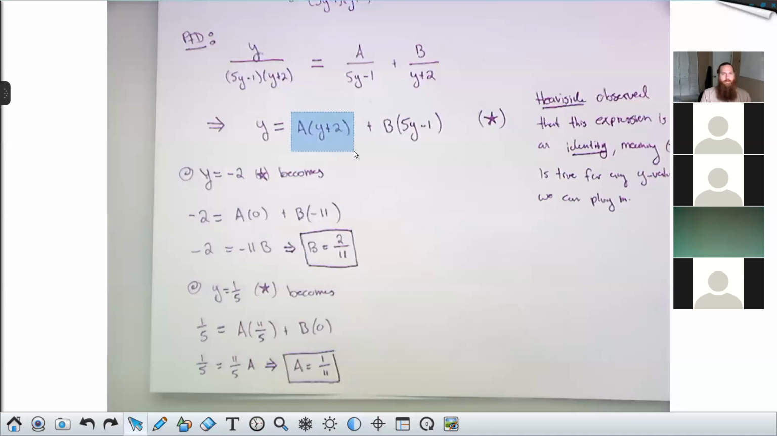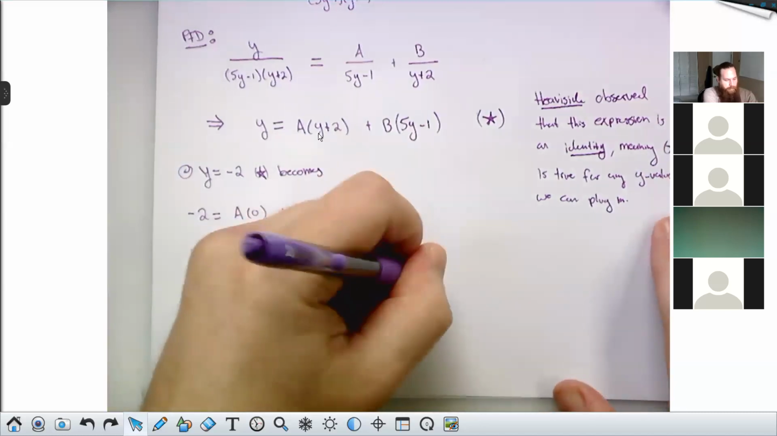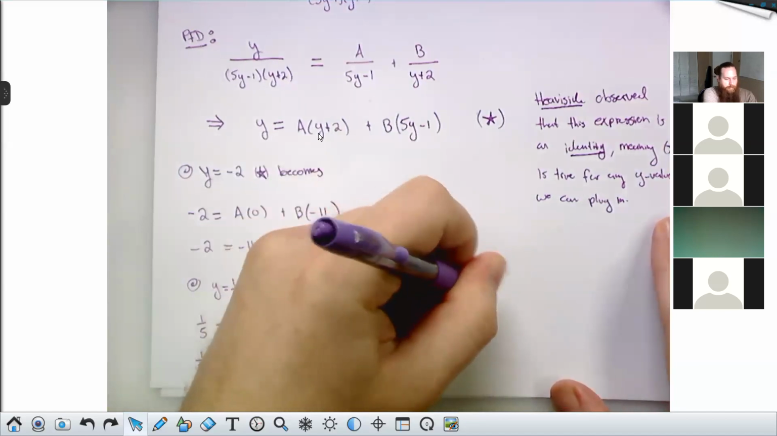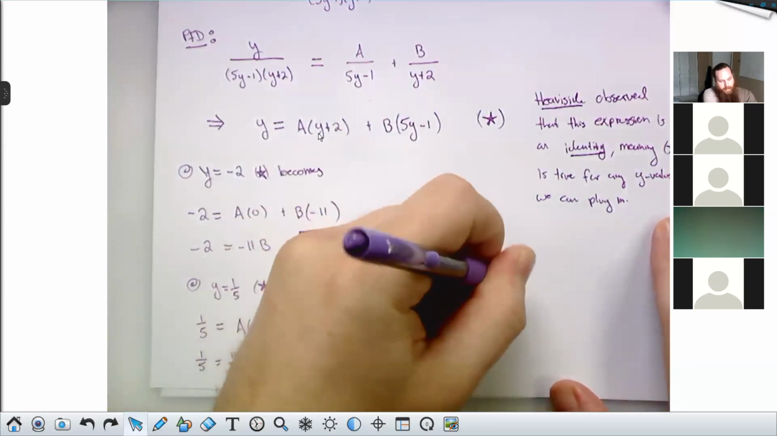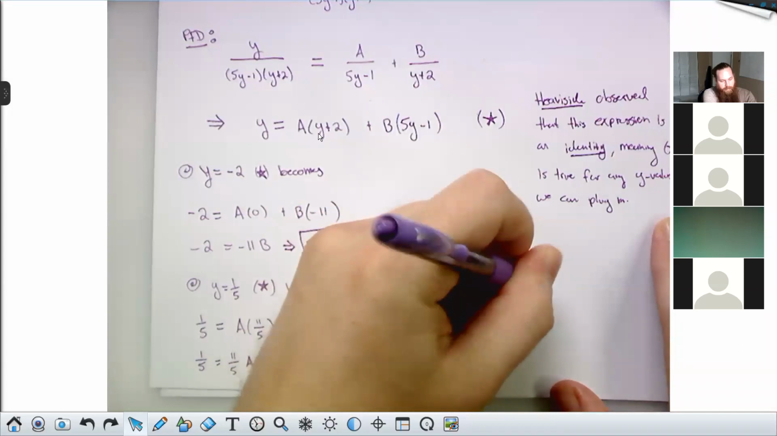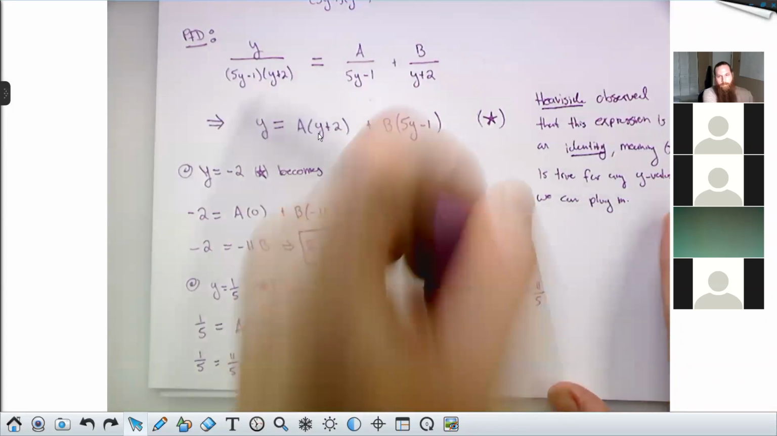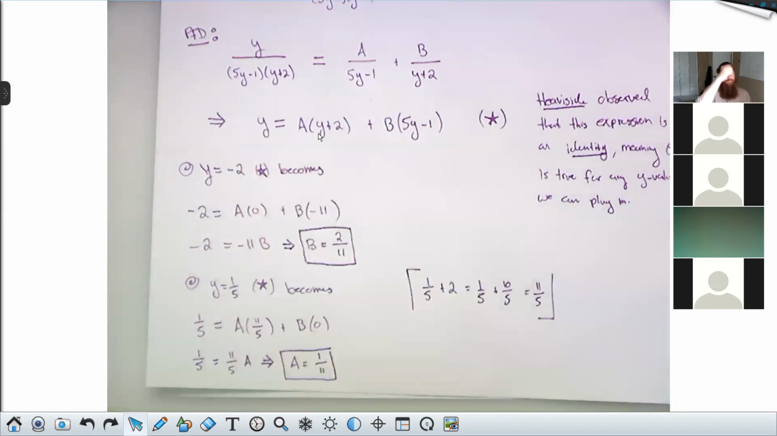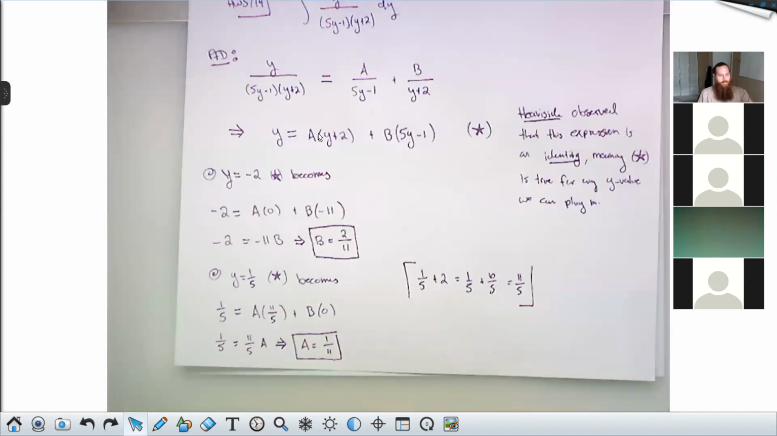I plugged 1/5 in for y, and then I just did the arithmetic. So 1/5 plus 2 is 1/5 plus 10 over 5 is 11 over 5. That's all. Can I see this, like the side of the paper where the identity portion's written? Oh, thank you.